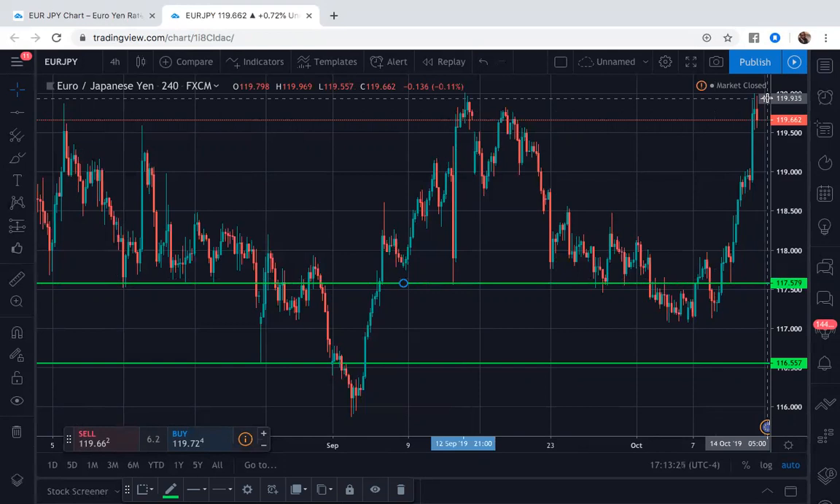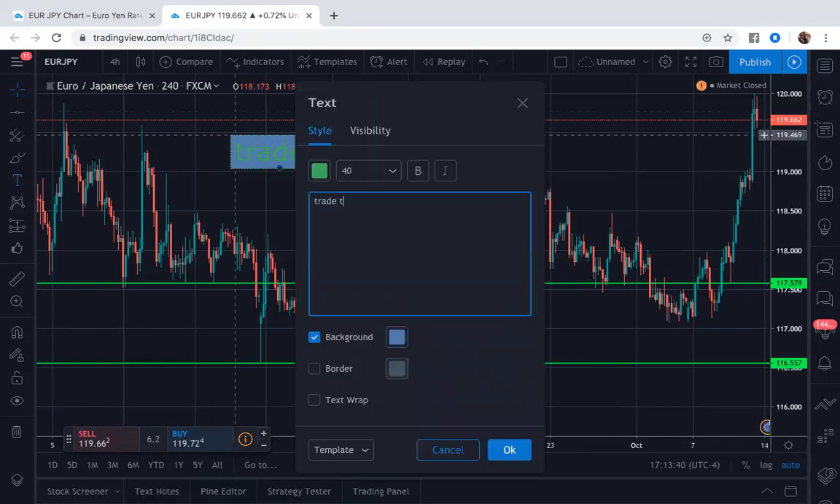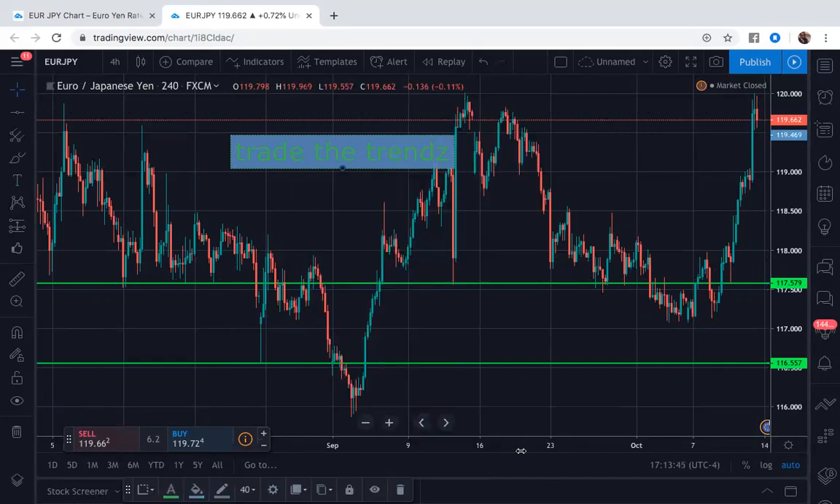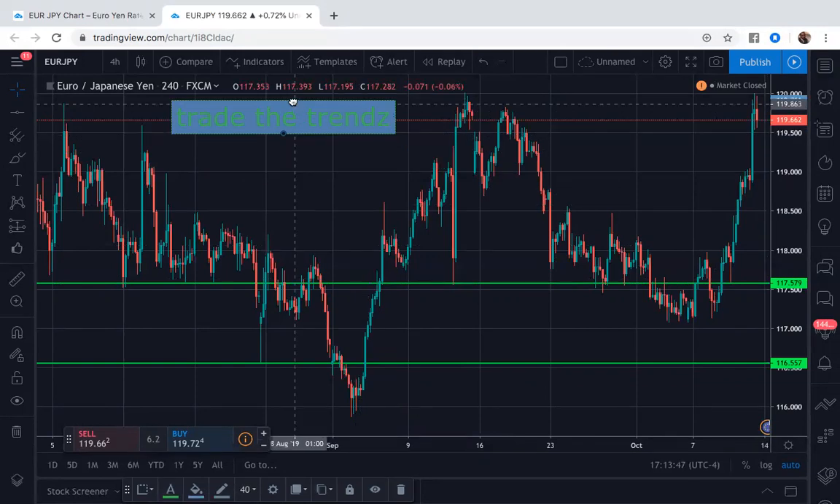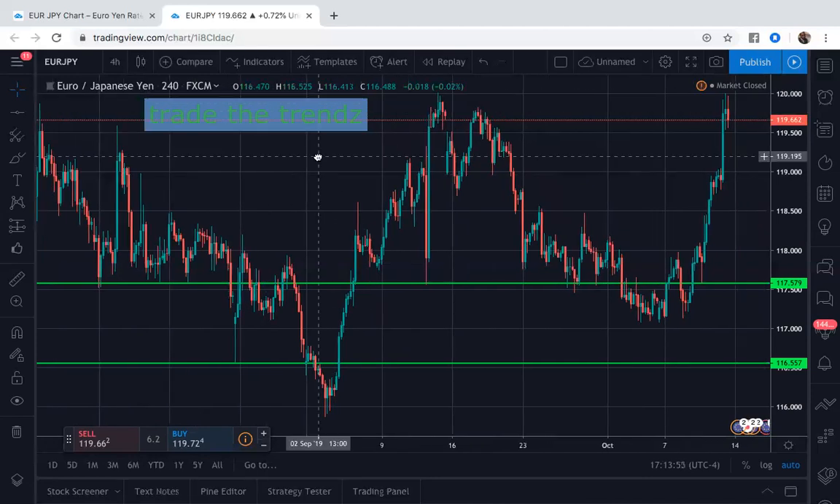So I'm going to give you a quick example, trying my best not to use too much Forex jargon so you can understand. So simply, trade the trends. That's what we do. I'm going to put this up here somewhere: Trade the Trends. We trade the trends because the trend is our friend. That's what you want to remember. That's why the name is Trade the Trends. Okay, let's get back to it.